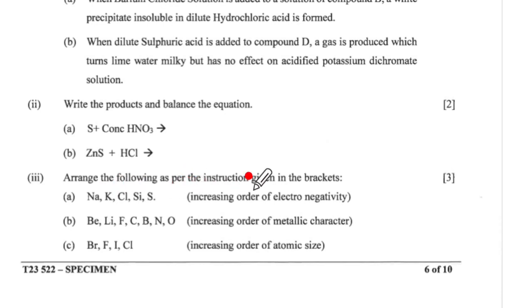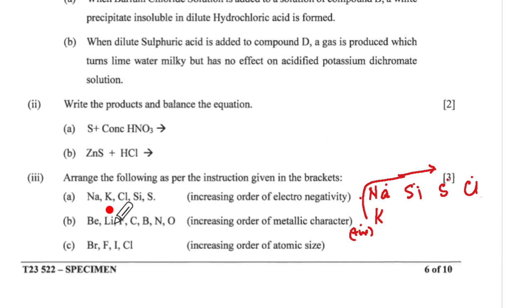Arrange the following as per instructions given in the brackets. Now what do these look like? These are arranged in increasing order of electronegativity. So if it is period 3, we'll have sodium, then Si, then S, then Cl, and we will have K here. Now, increasing order of electronegativity, this is going to be from Na, Si. This is more electronegative if we go to the right side. But if we go down, this is going to be more electropositive in nature. So it is going to be like so.